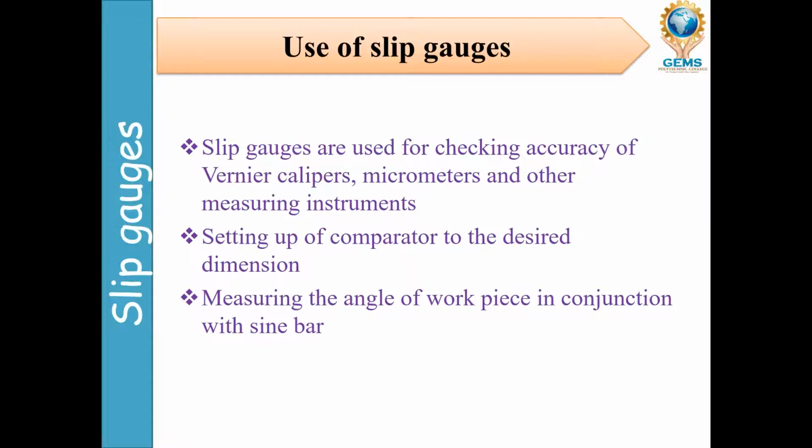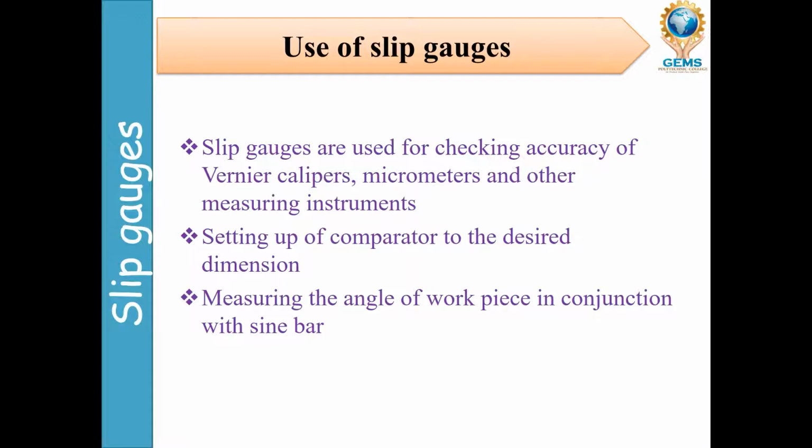Next one, setting up of comparator to the desired dimensions. When we are comparing results using a comparator, before setting up the comparator, the standard piece or master piece is our slip gauge. Suppose you want to measure 20 mm height of any workpiece, you need a master piece, then only you can check all other pieces. So in that place, you will use slip gauges.